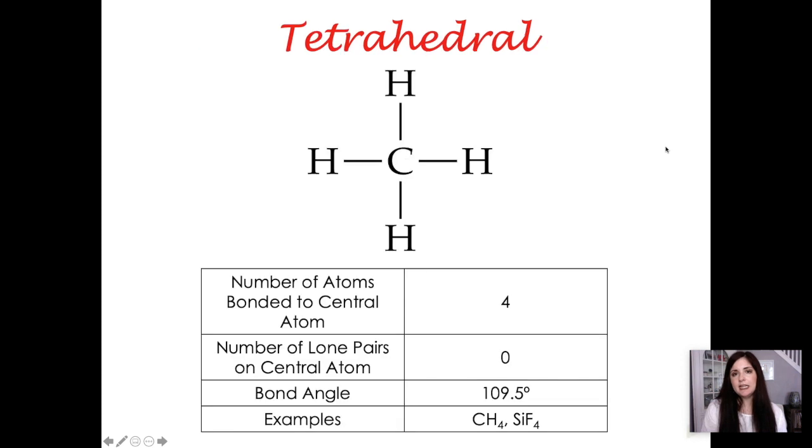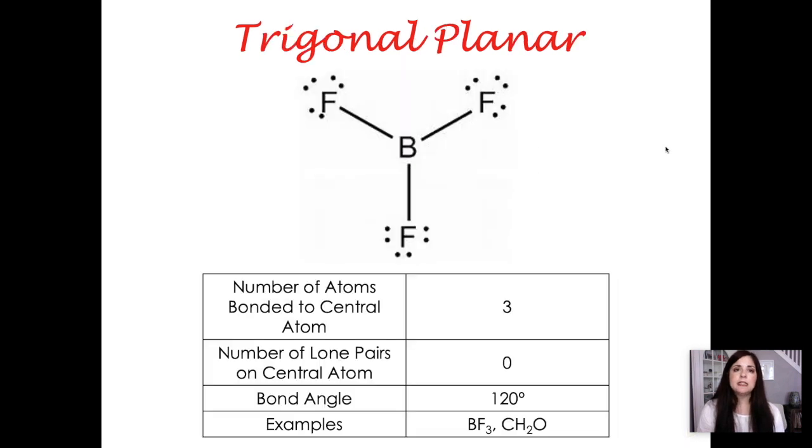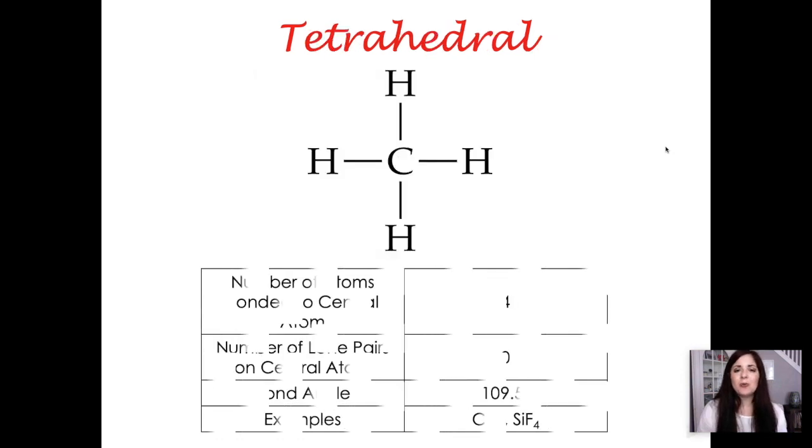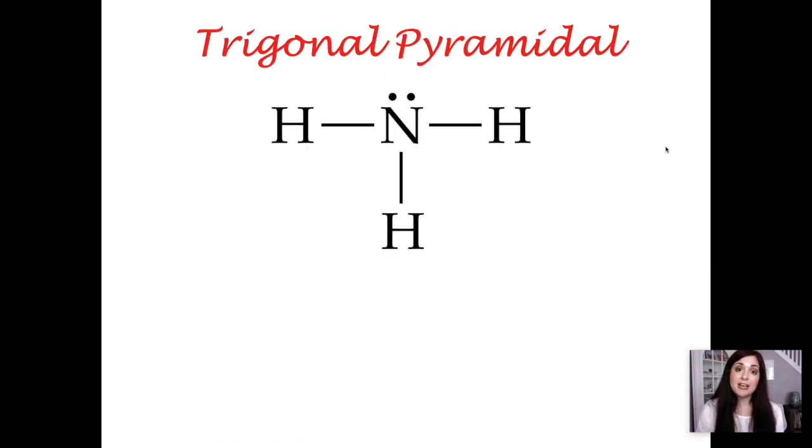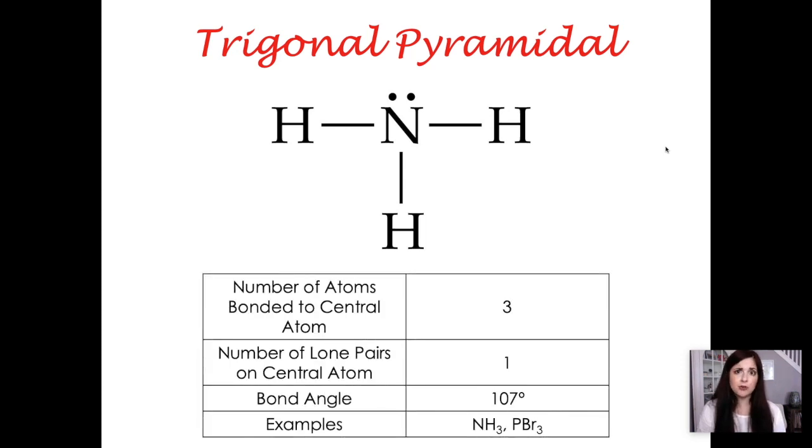Notice it is not the same as tetrahedral because we do have a lone pair on that central atom in place of a bond. And it is not the same as trigonal planar because trigonal planar does not have a lone pair. So you do have to memorize these 5 different shapes. There's only 5 of them, so it shouldn't be too difficult for you to memorize each of these.